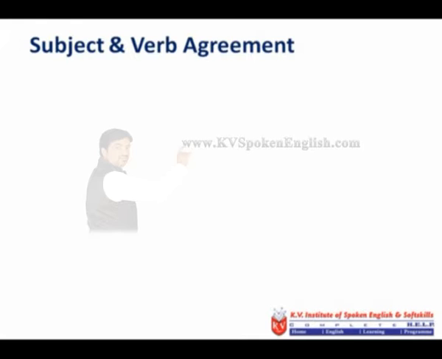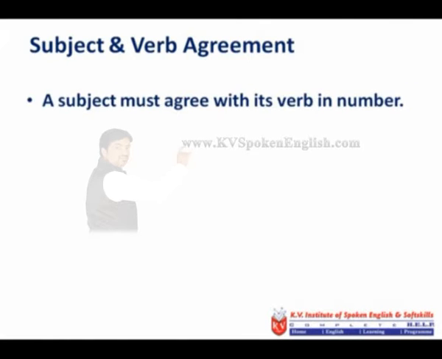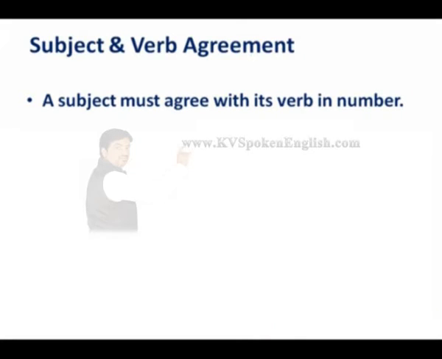The basic rule of sentence agreement is very simple. A subject must agree with its verb in number. Number means singular or plural. A singular subject names one person, place, thing or idea, or a plural subject names more than one person, places, things or ideas. A singular subject must have a singular verb.